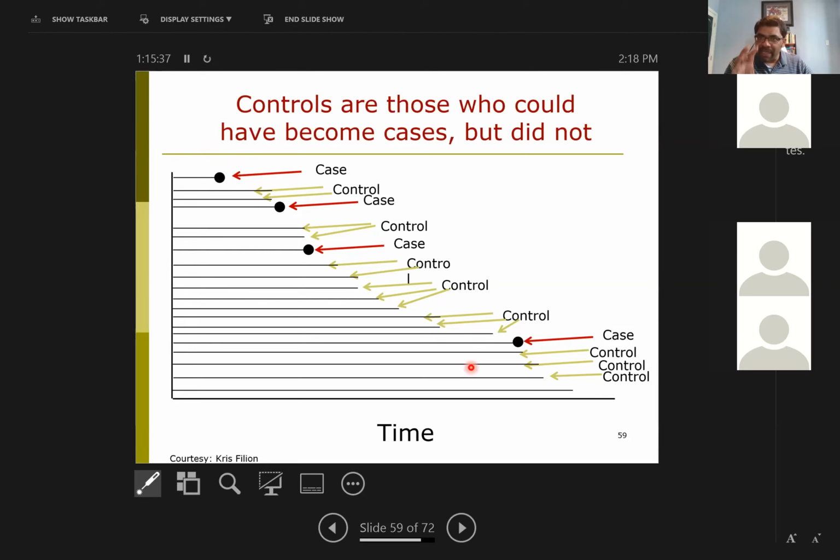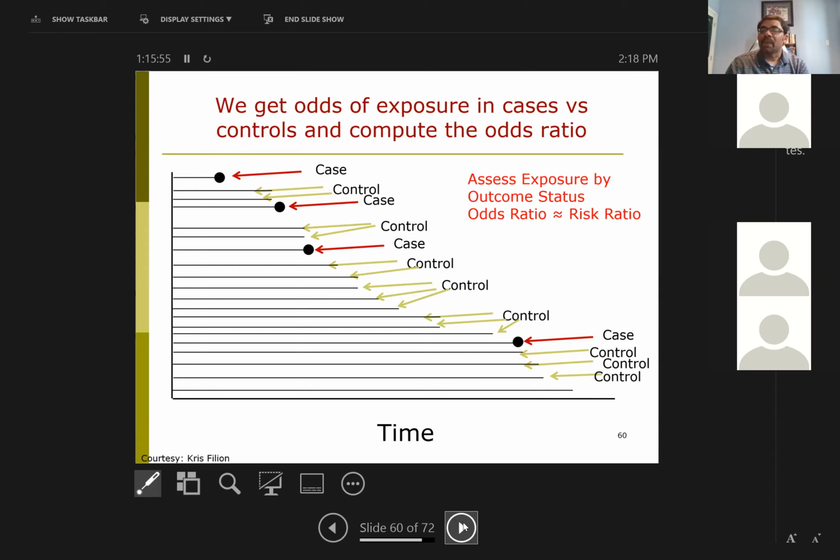So if we have the cases who develop the illness, and then we have a bunch of people who could have developed the illness in the same population at the same time, but they didn't, and we take a random sample of the controls or a matched sample of the controls, then we have a case control study. Now, if we did that, we would then get something called an odds ratio. And the odds ratio we get would be almost the same as a risk ratio we would have gotten if we had done the whole cohort study all by ourselves.